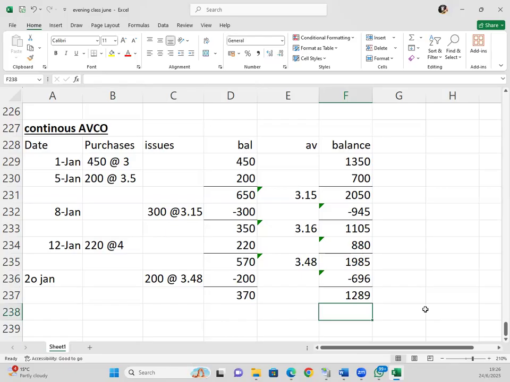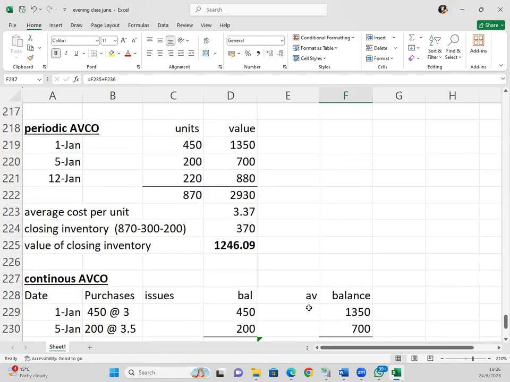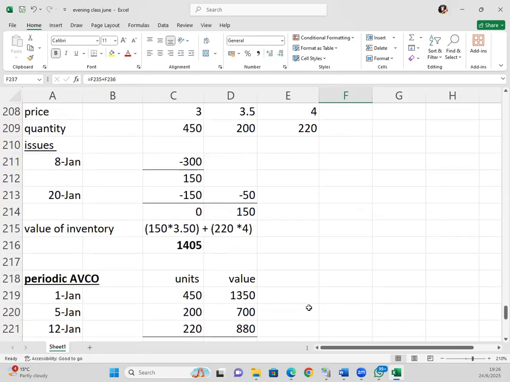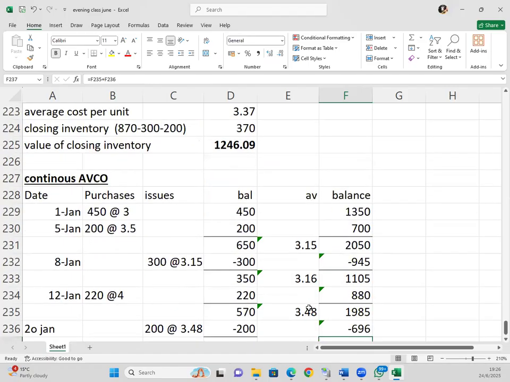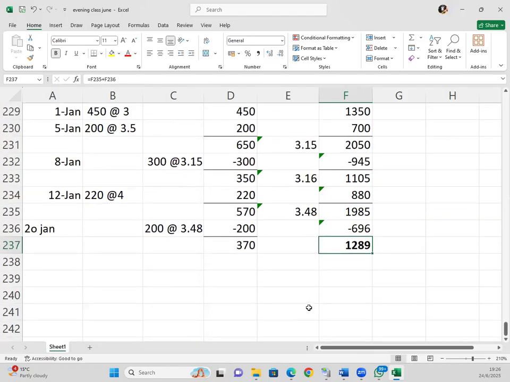Okay, so we're done. So under continuous AF, the inventory value is 1,289, and the units we have are 370. So now let's go to the questions. Let's go to your kit so that we can look at the exam type questions and you can try. So now let's go and look for what we've been discussing from the questions.